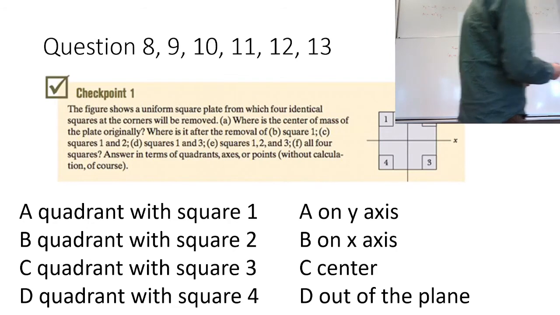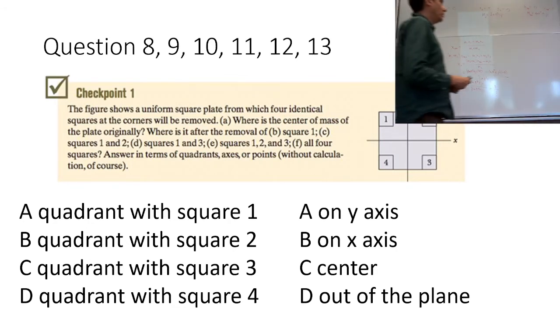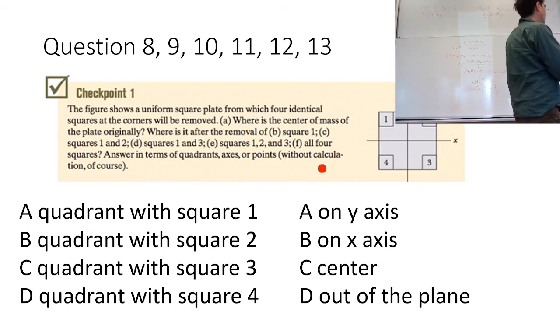All right, so let's have a look at this problem. So the figure shows a uniform square plate from which 4 identical squares at the corners will be removed. So firstly, where is the center of mass of the plate originally?